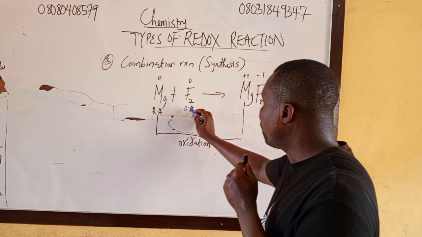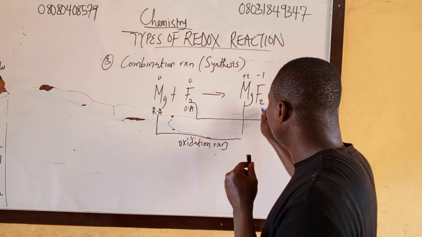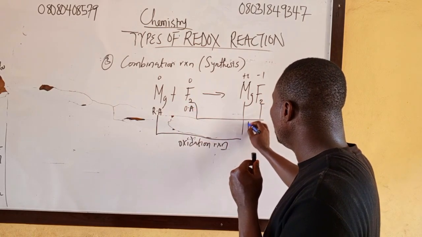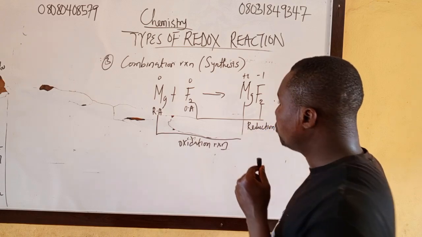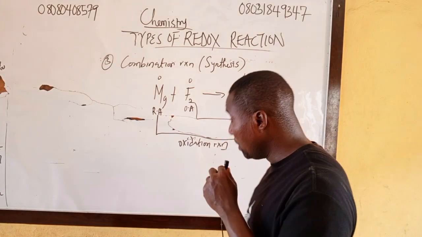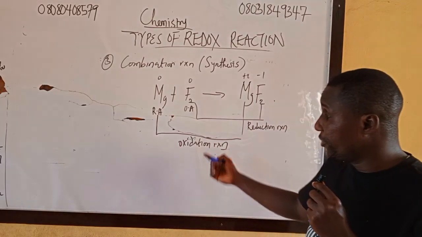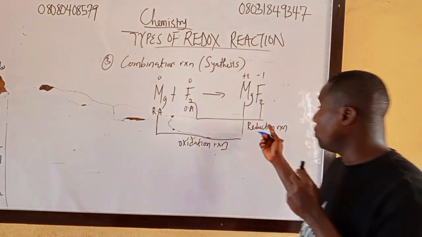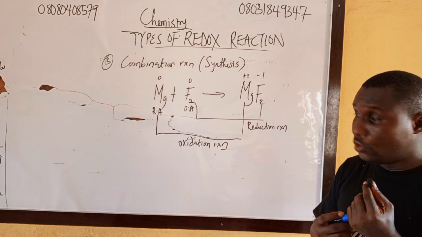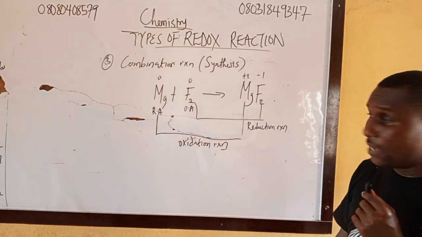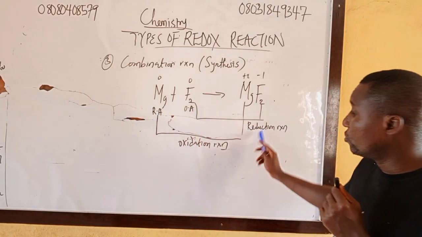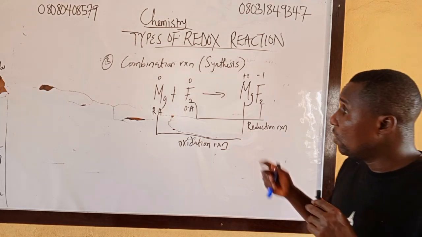Oxidation reaction. Then from fluorine to this fluorine, what kind of reaction? Reduction reaction. Take note of that. And I told you reducing agent undergoes oxidation reaction. Oxidizing agent undergoes what? Reduction reaction. Reducing agent undergoes oxidation reaction. Oxidizing agent undergoes what? Reduction reaction.